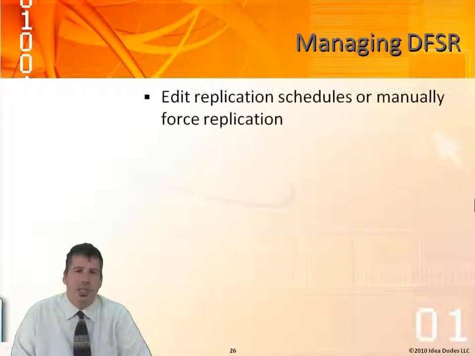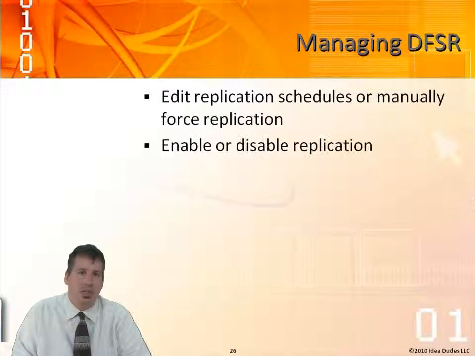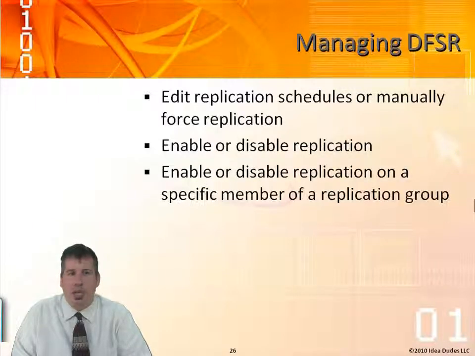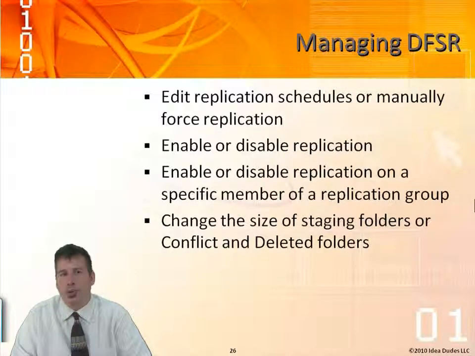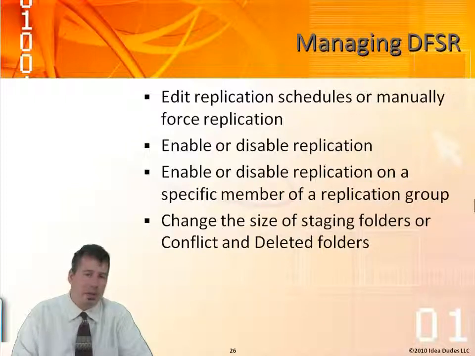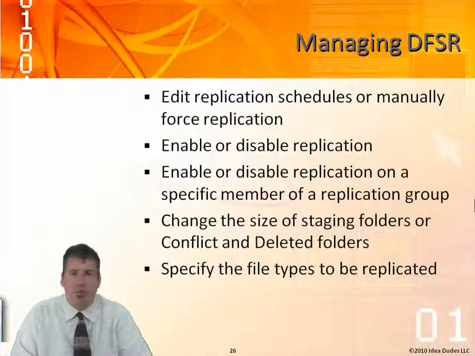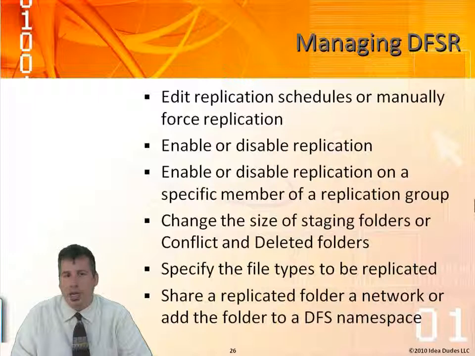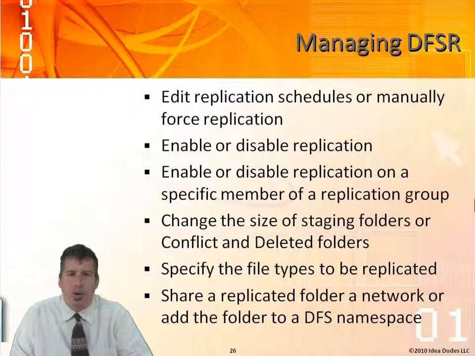So managing DFSR, you edit the replication schedules or manually force replication. You can enable or disable replication, and we're going to show you all this in a demo. Enable or disable replication on a specific member of a replication group. We can change the size of the staging folders or conflict and deleted folders, which we're going to show you in the next demo. And specify the file types to be replicated. We can share a replicated folder on a network, or add the folder to a DFS namespace. These are the different things that we can do with DFSR.